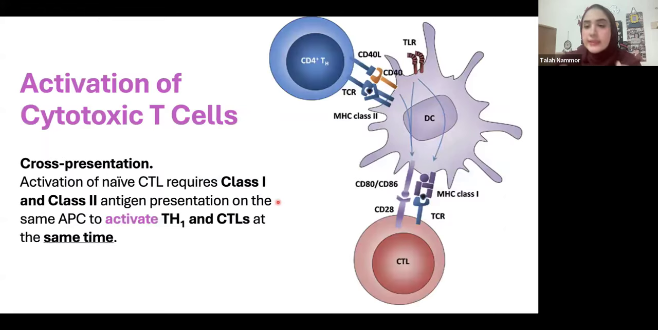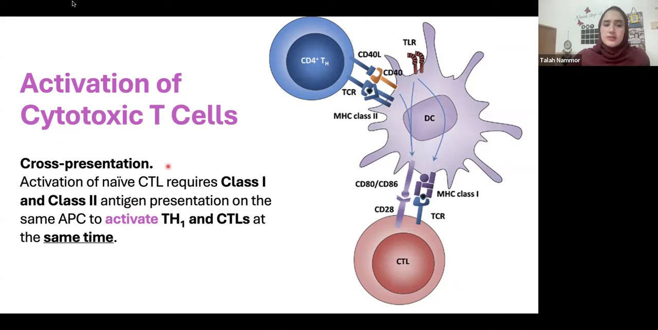Next, let's talk about cytotoxic T cells. What do you guys know about cytotoxic T cells? From the name, cytotoxic, they're the T cells that go and kill something on the spot. It's like, I have a problem with you, I'm just gonna kill you. I don't want anything, I just want to kill you.